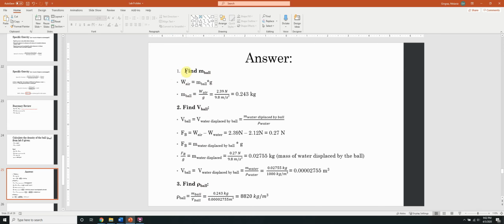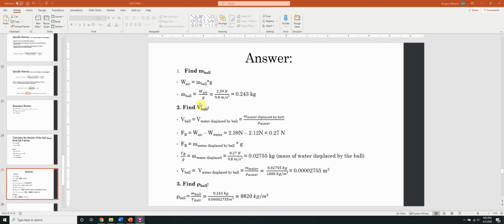Things that we know about the mass of the ball: the weight of any object is equal to the mass of that object times gravity. If we rearrange this equation, the mass of the ball is equal to our weight in air divided by gravity. We were given the weight in air, 2.39 newtons, and gravity is 9.8 meters per second squared, so the mass of the ball is 0.243 kilograms.